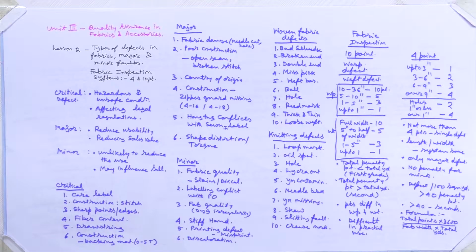So unit 3, quality assurance in fabrics and accessories, lesson number 2. In lesson number 2, we will cover the types of defects in the fabric. Normally types of defects in the fabric are classified under 3 categories: major, minor and critical defects. And then we will see fabric inspection, and there are 4 different types of inspections available, but for our practical purpose we will take the 4-point and the 10-point system of inspection of the fabric.